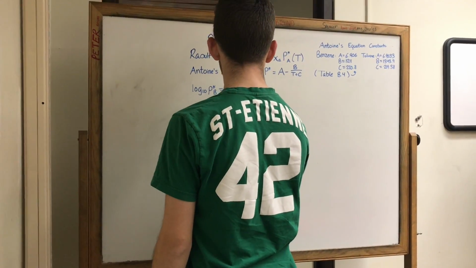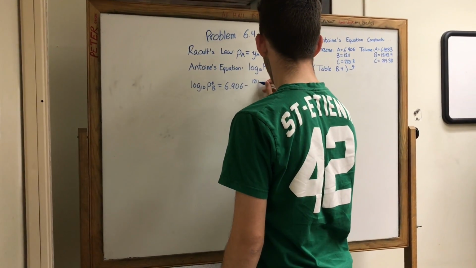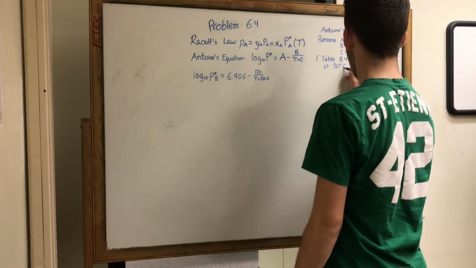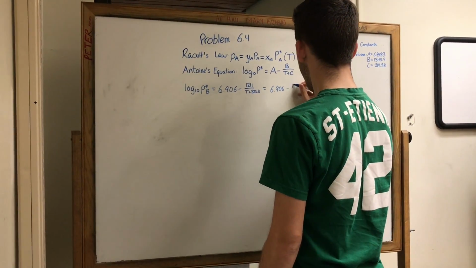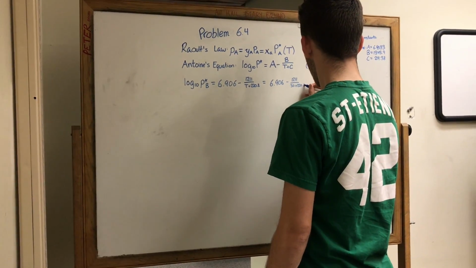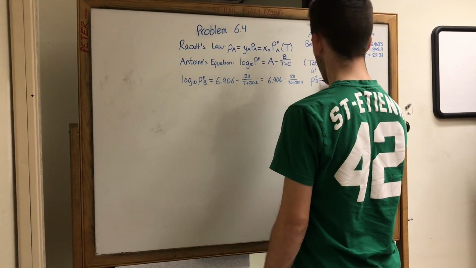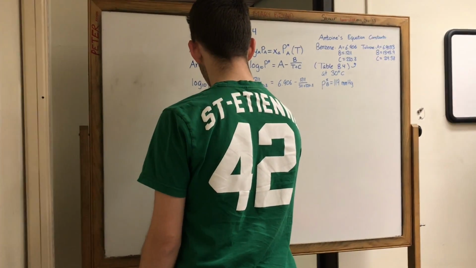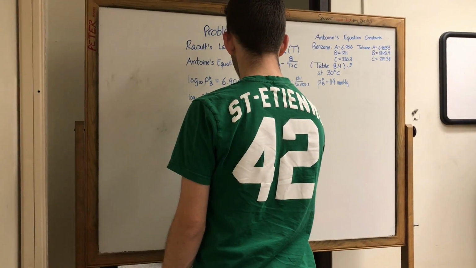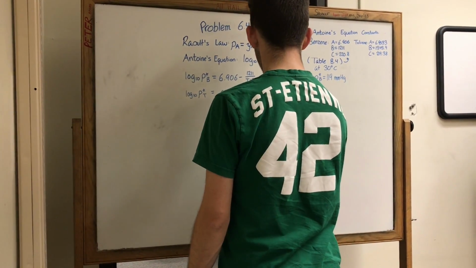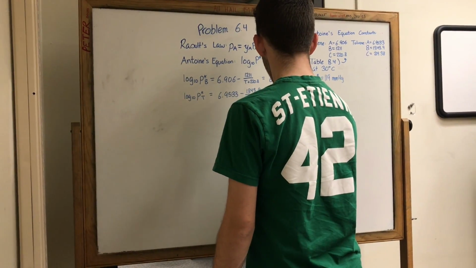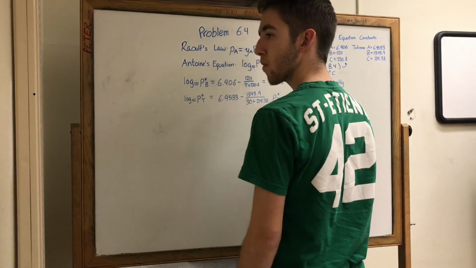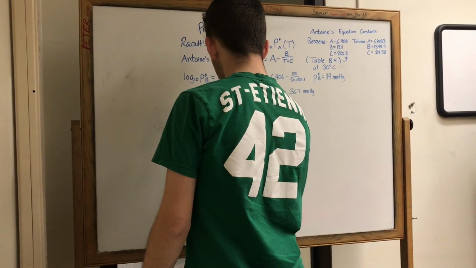Before you start this problem, make sure you get all the relevant information. Make sure you look in the back of the book to get the Antoine's equation constants. Plug those constants into Antoine's equation and make sure you put in 30 degrees Celsius for the temperature and not the temperature in Kelvin. And to get the proper pressure, make sure you get rid of the logarithm, which is on the left side of the equation. Once you get your value for benzene, make sure you do the same thing for toluene and use the constants that you find in the back of the book.